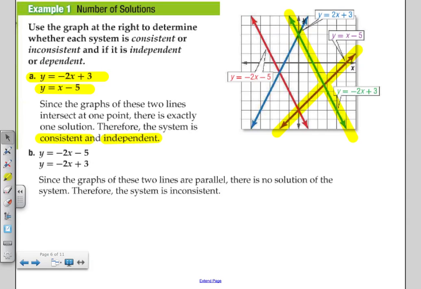All right, I'm going to erase these lines. And now let's look at the second one. Now we have y equals negative 2x minus 5 and y equals negative 2x plus 3. So here's y equals negative 2x minus 5, and here is y equals negative 2x plus 3. You'll notice they're parallel, right? So with these parallel lines, there will never be a solution because they will never intersect. Therefore, this system is called inconsistent.